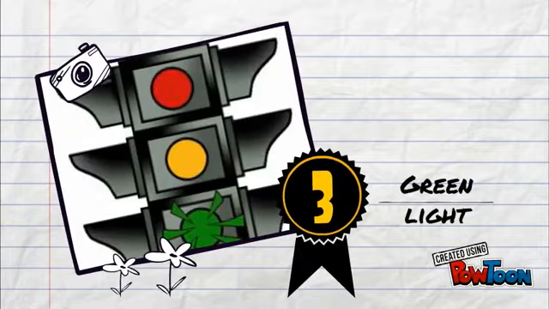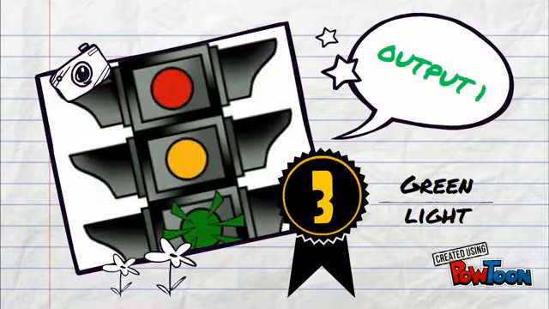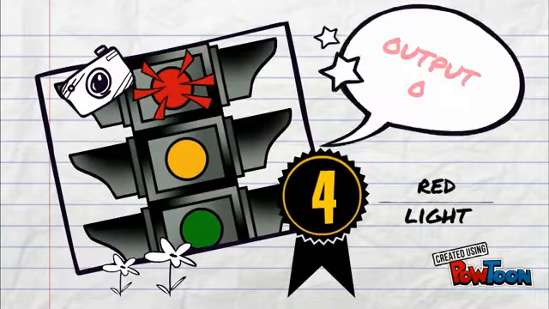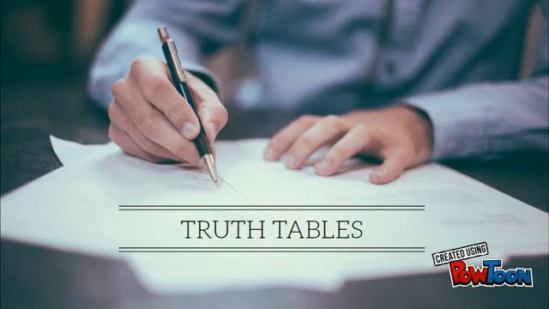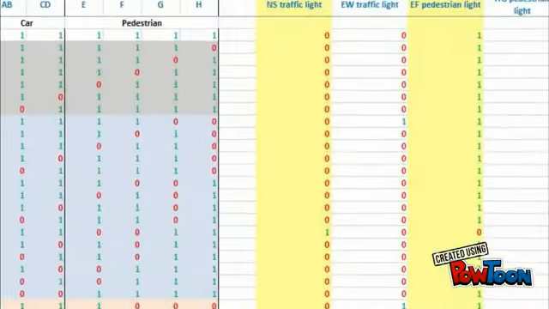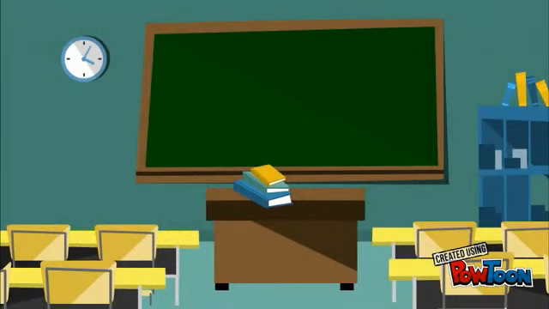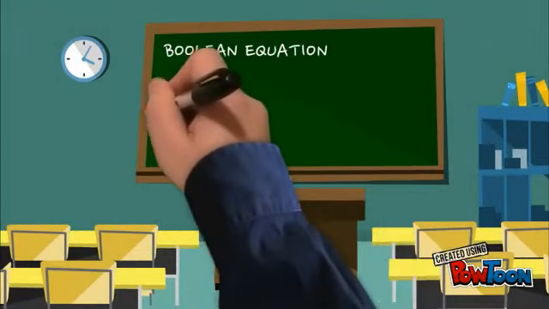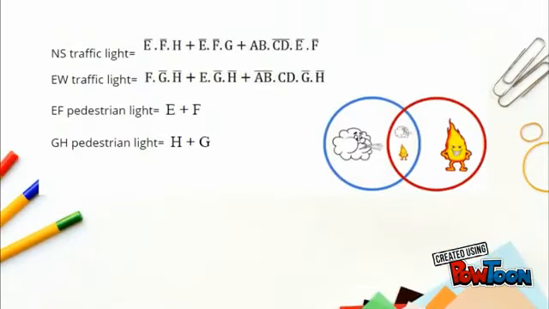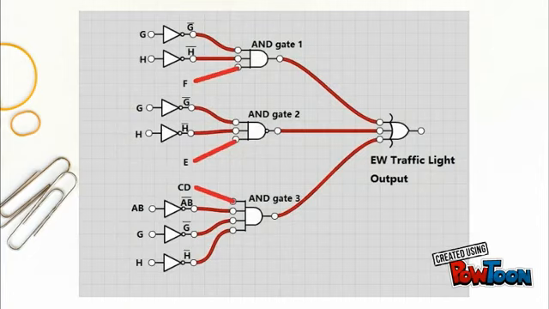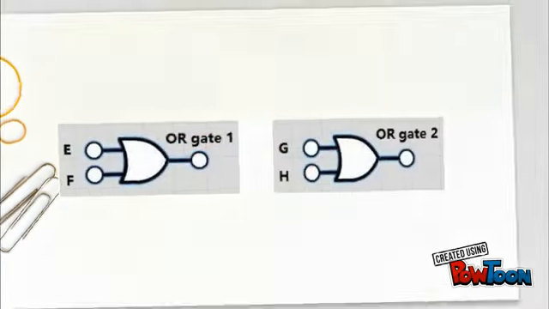So, we will let the green traffic light be denoted by output 1. Subsequently, we will let the red traffic light be denoted by output 0. We then constructed a truth table in Microsoft Excel containing all the inputs and outputs. We then derived the Boolean equation from our truth table by using the sum of products method. So these are our final Boolean equations. Based on these Boolean equations, we constructed circuits for the north-south traffic light, east-west traffic light, and the E, F, G, and H pedestrian crossings.